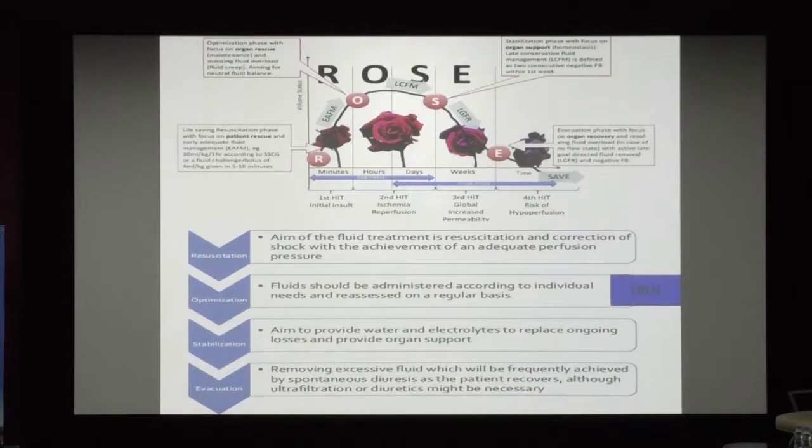But to improve the patient, we need to remove the fluid at some point of time. Again, it became very contracted. That is how the ROSE concept is. So in the resuscitation phase, it's life-saving and patient rescue, and the fluid is early aggressive fluid management. Here, you need to administer your fluid as advised by the sepsis campaign, that is 30 ml per kg.